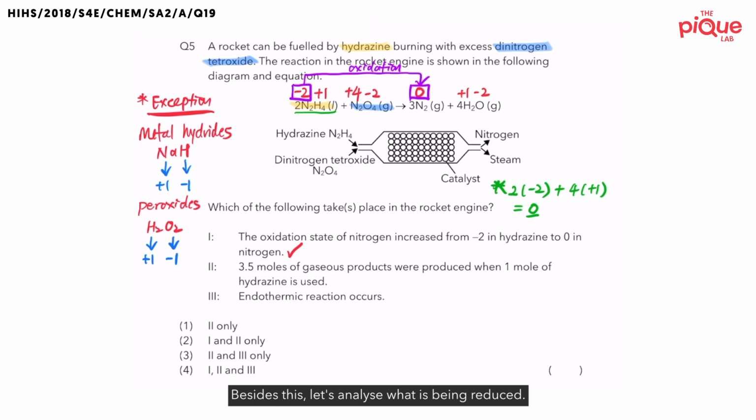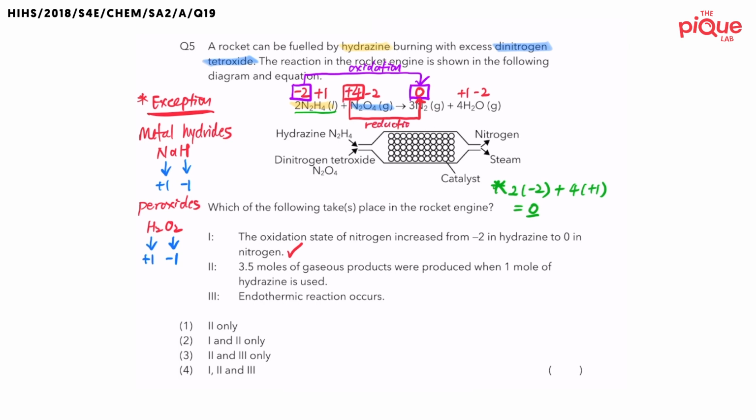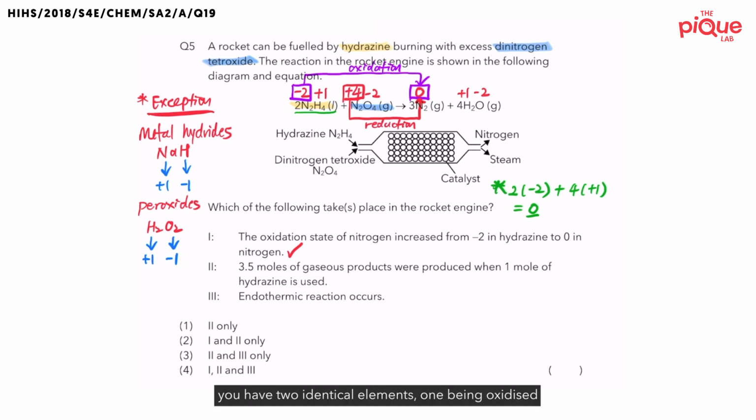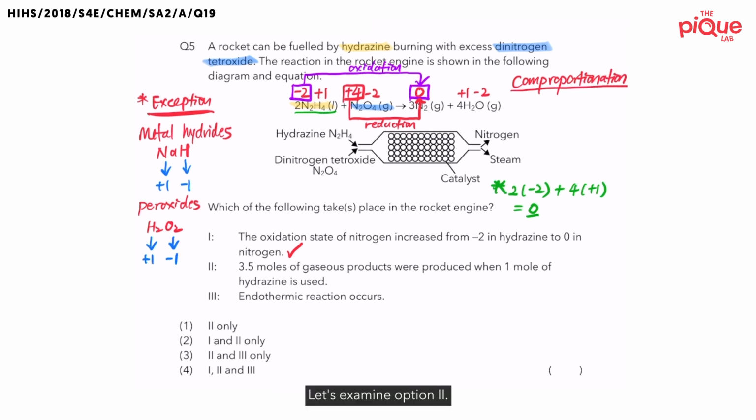Besides this, let's analyze what is being reduced. Now, if you were to analyze the same equation above, you will notice that amongst all the elements, this nitrogen over here is actually being reduced. So it is reduced from +4 to 0. So this is a reduction reaction. Interestingly, for this question, you have 2 identical elements, one being oxidized and one being reduced to the same product. So for such type of reaction, it is actually known as comproportionation reaction.